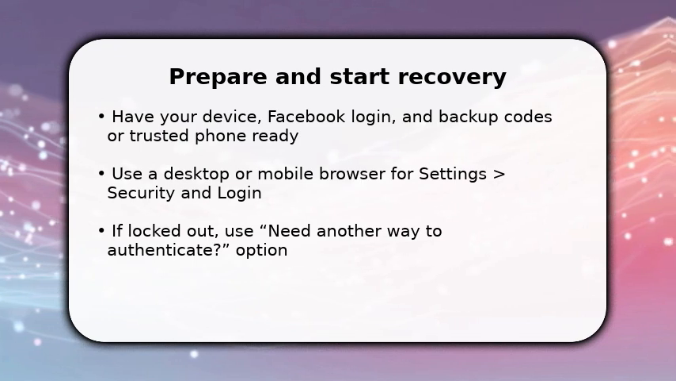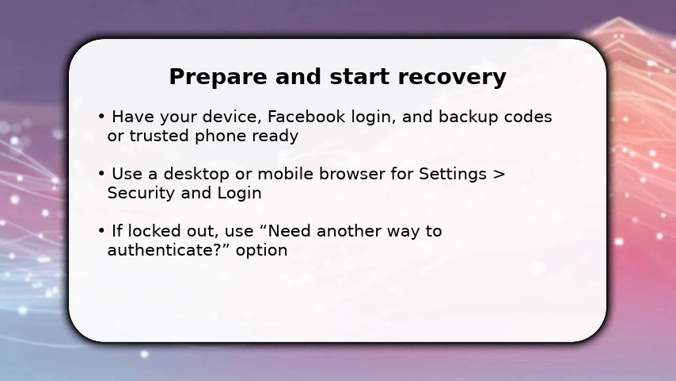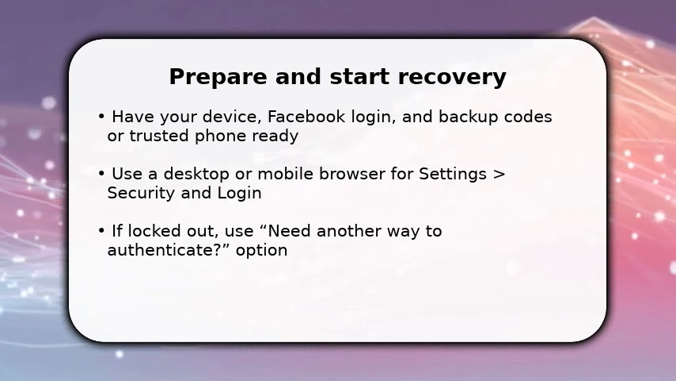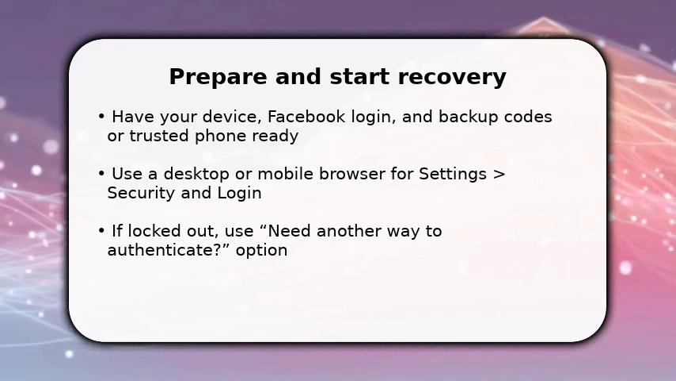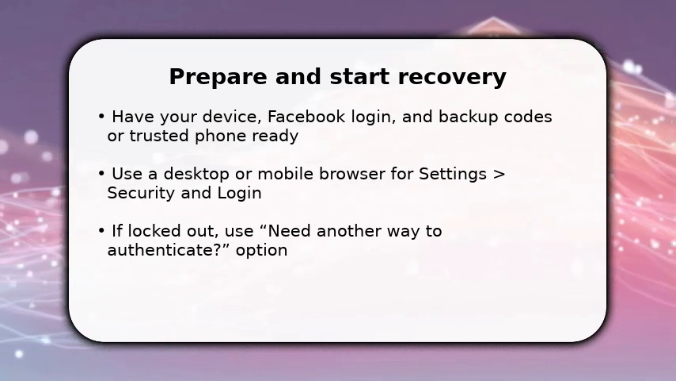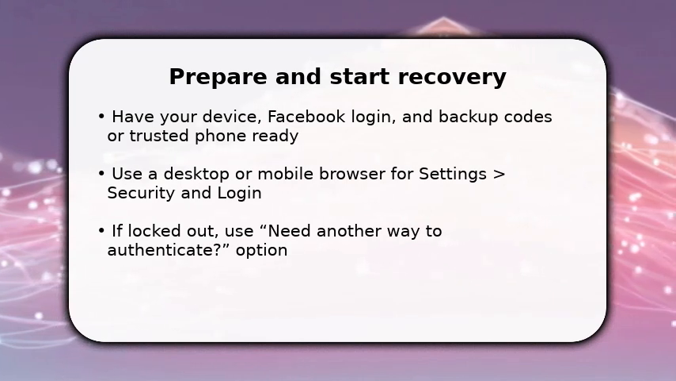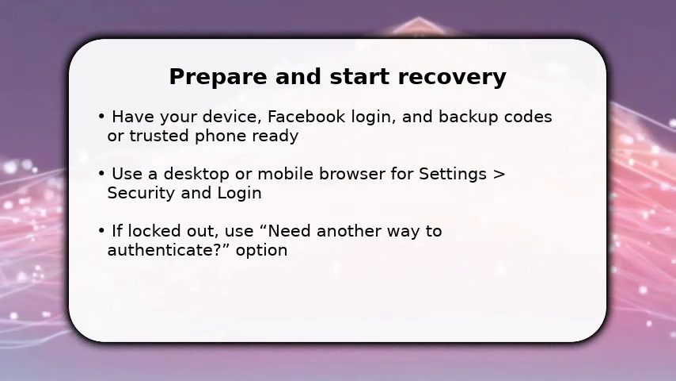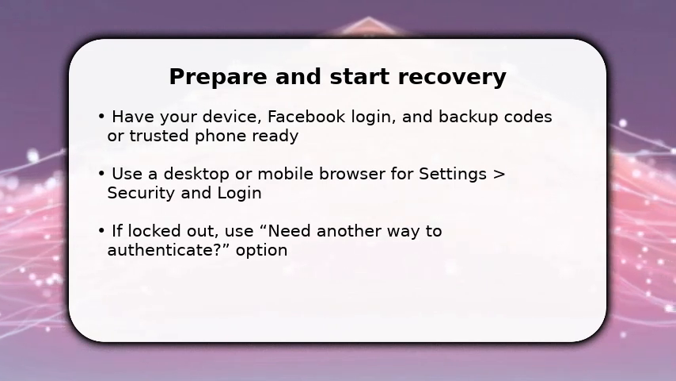You start by confirming prerequisites: your primary device, any saved backup codes, and access to the phone number or authenticator app you used. Open Facebook settings, go to Security and Login, and locate two-factor authentication. Once there, choose the recovery path: backup codes, text message, or authentication app. If you can't access your 2FA device, tap Need another way to authenticate and follow prompts to request a code or submit ID verification. This gets you into the actual recovery flow quickly.